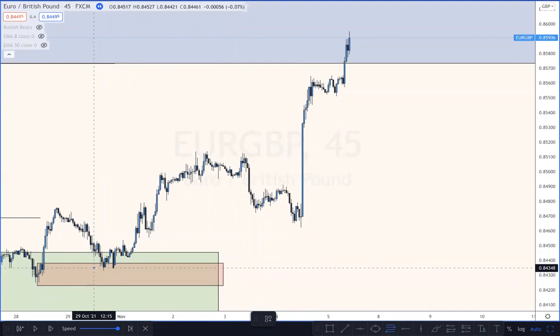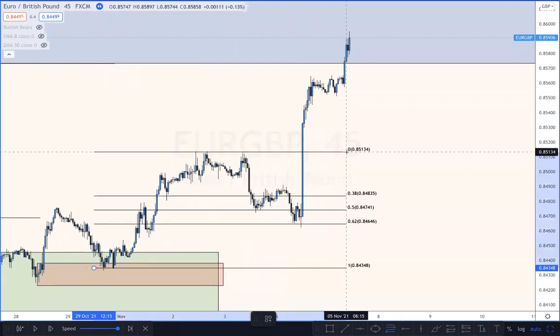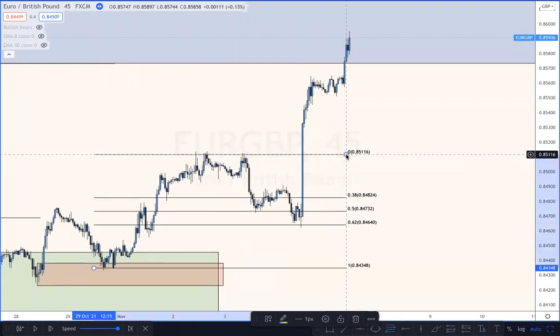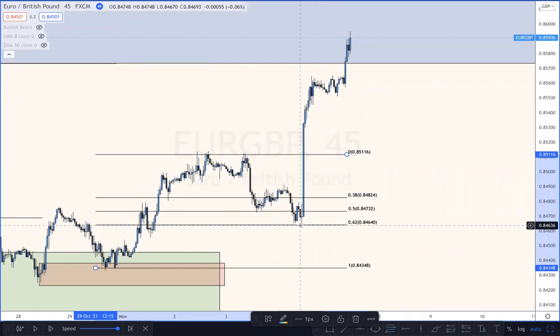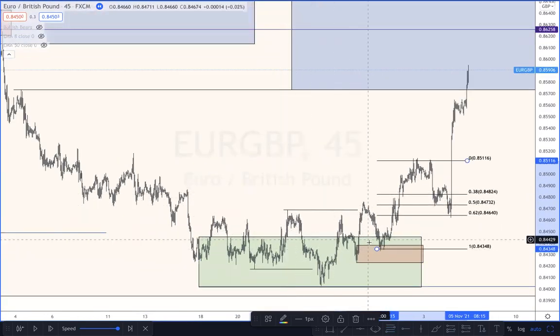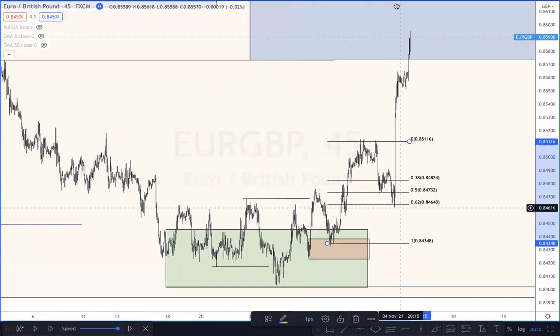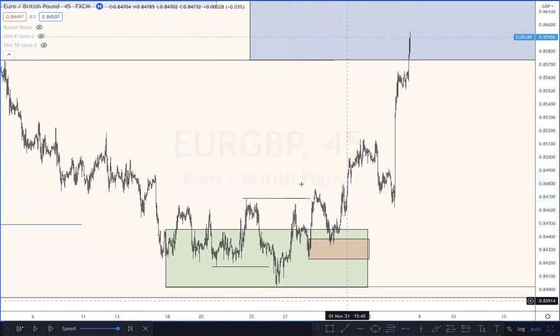From here to here. 62%. Again. 62%. Again, we didn't move past it. Low risk buy, 62%. We're gone. Now we're back in the purple zones.